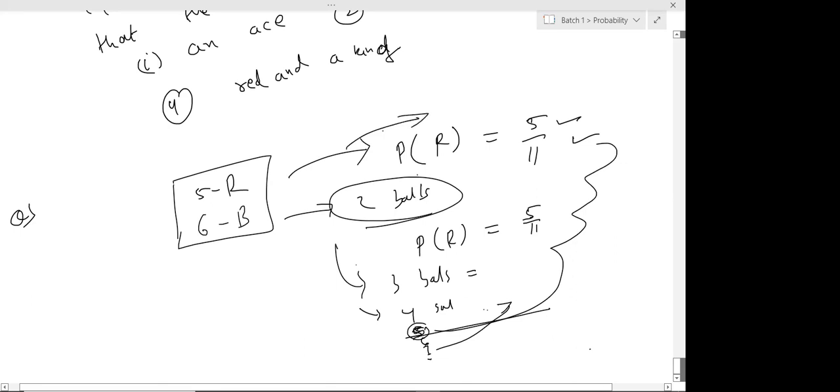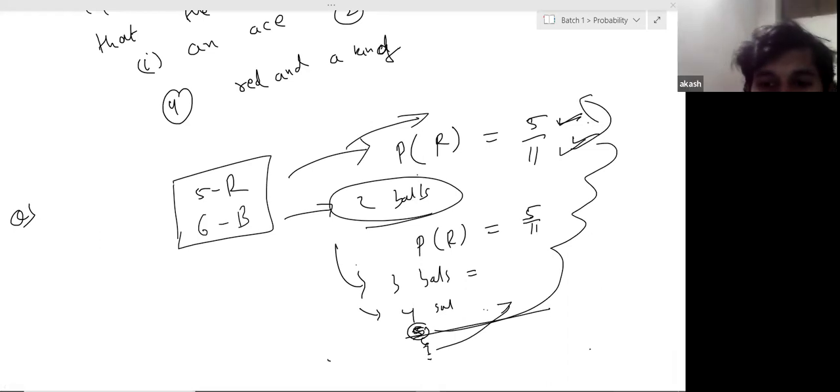1 ball, very clear, 5 upon 11, we need only 1 ball. This is a very simple way to write. All right. What works behind this is combination, right? Selection. In which chapter did we study about combination? Sir, permutation, combination. Permutation and combinations, right?